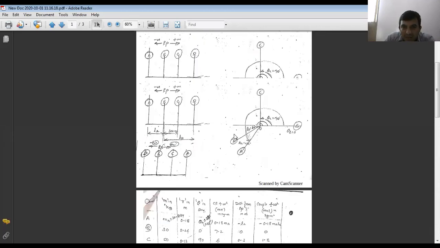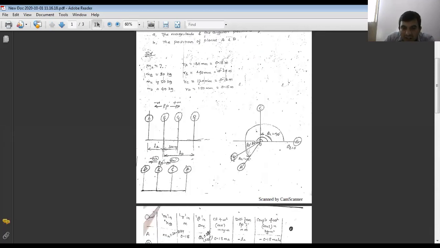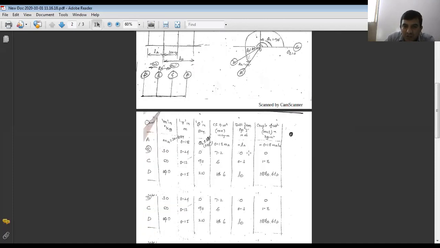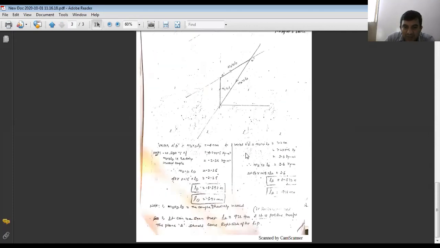See the space diagram here. D is located here, and from this D it moves radially outward. But when you draw the couple polygon, it moves radially inward towards O. That's what the arrow mark shows, and that's why you get a negative value.